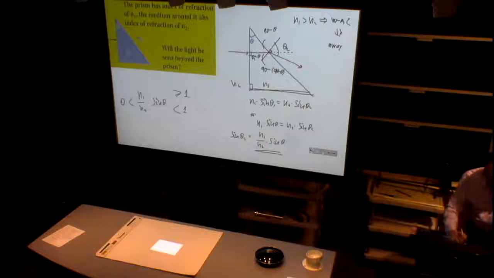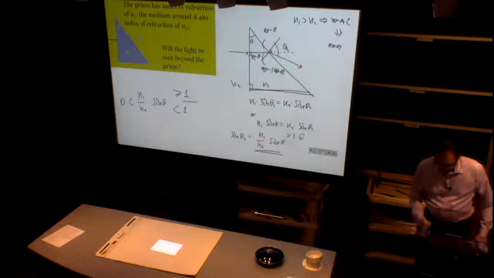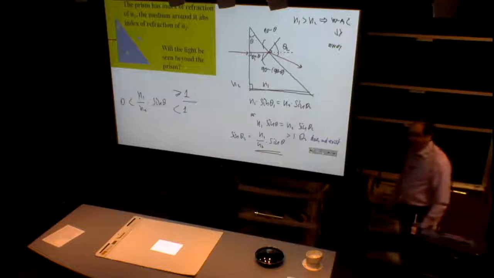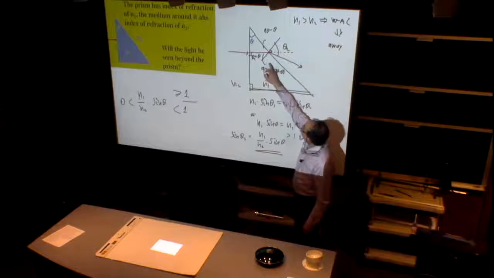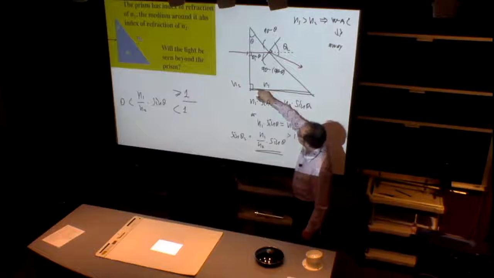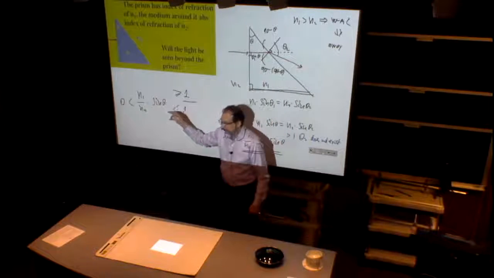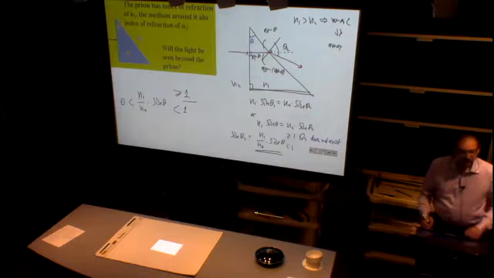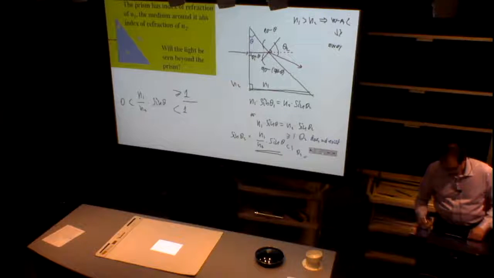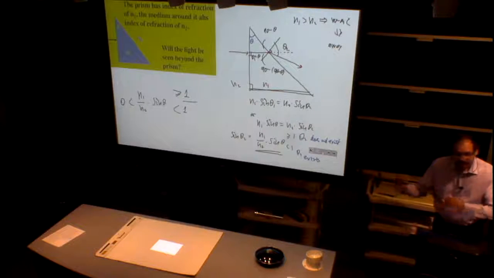And how does it affect the phenomenon? If this ratio times sine is greater than 1, theta 2 does not exist. We know that, because the sine of any angle cannot be greater than 1. What does it mean? It means light doesn't get through. It means light will be reflected back at the same angle from the normal. And that includes when this whole thing equals 1. So only when this ratio is less than 1, theta 2 exists. In that case, light does travel through, bends in a certain way.